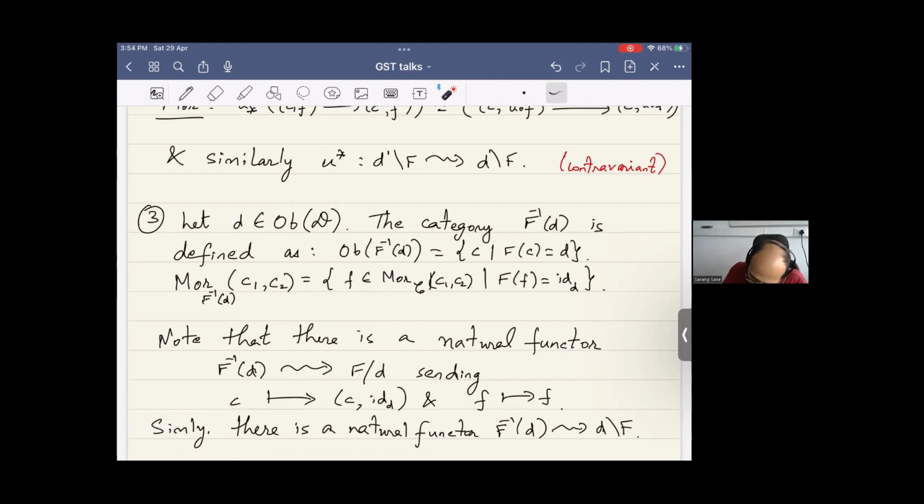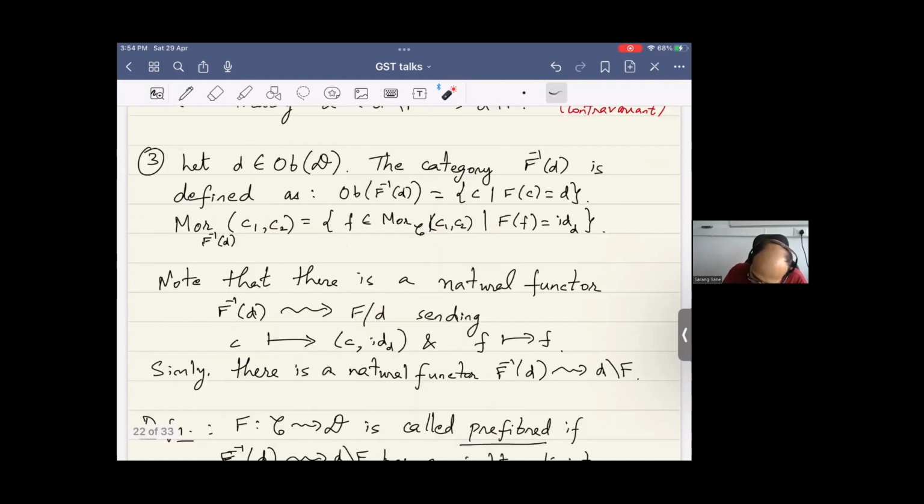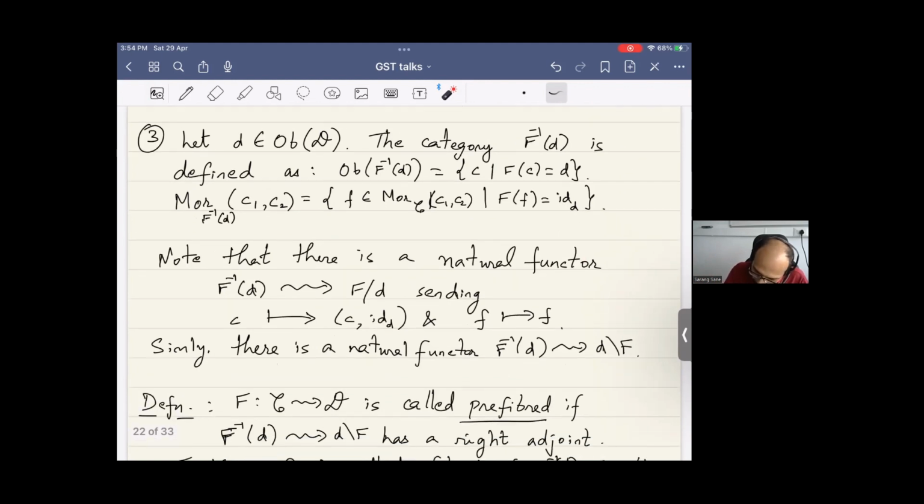Okay, so then there is another notion, which is the actual fiber category. If you have an object of D, we define the category F inverse D. What is this? The objects are all those C's such that F of C is equal to D, and morphisms are morphisms F between two such things, such that if you take F of F, that gives you the identity. This is like the obvious thing you could define to be the inverse image, right?